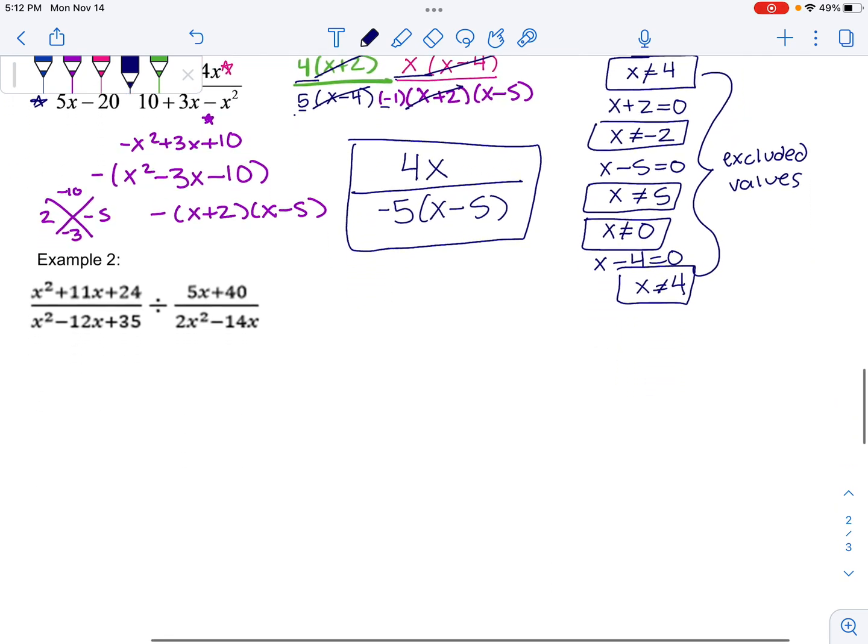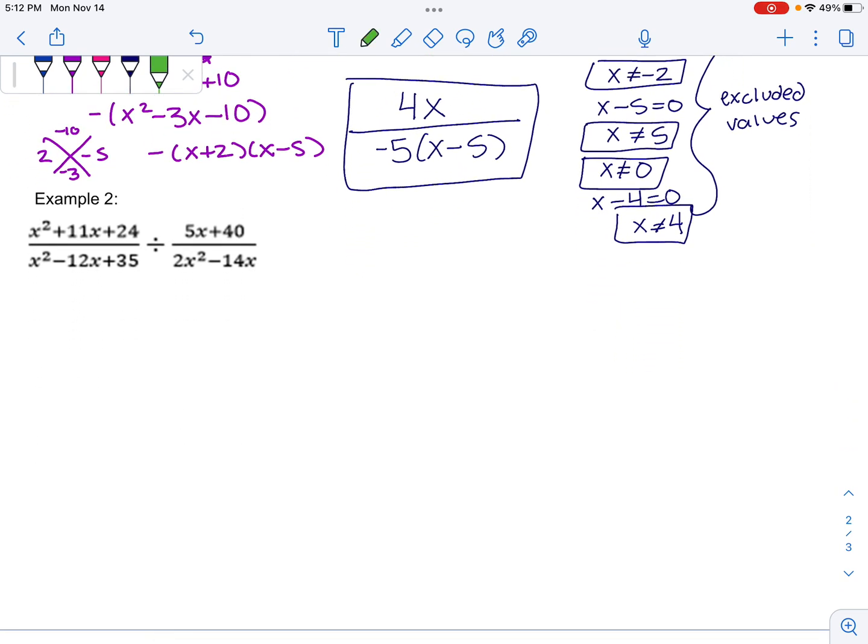All right, let's do one more example. In this one, first thing I'm going to do is keep, change, flip. So I'm going to keep the first fraction the same. I'm going to change division into multiplication, and I'm going to flip the numerator and denominator of the second fraction. I am finding its reciprocal.